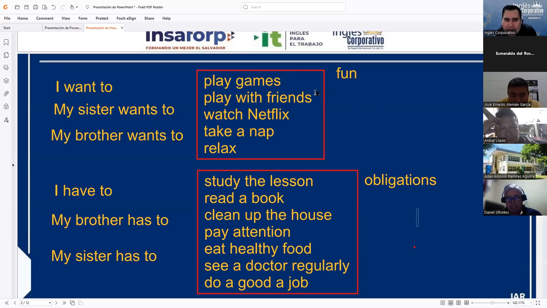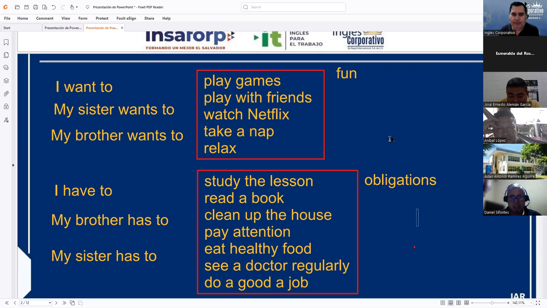Okay, so we say like this. I want to play games. My sister wants to play with friends. My brother wants to watch Netflix. I want to take a nap. My brother wants to relax. Is it bad? No, it's not bad. It's good. But is it obligatory?